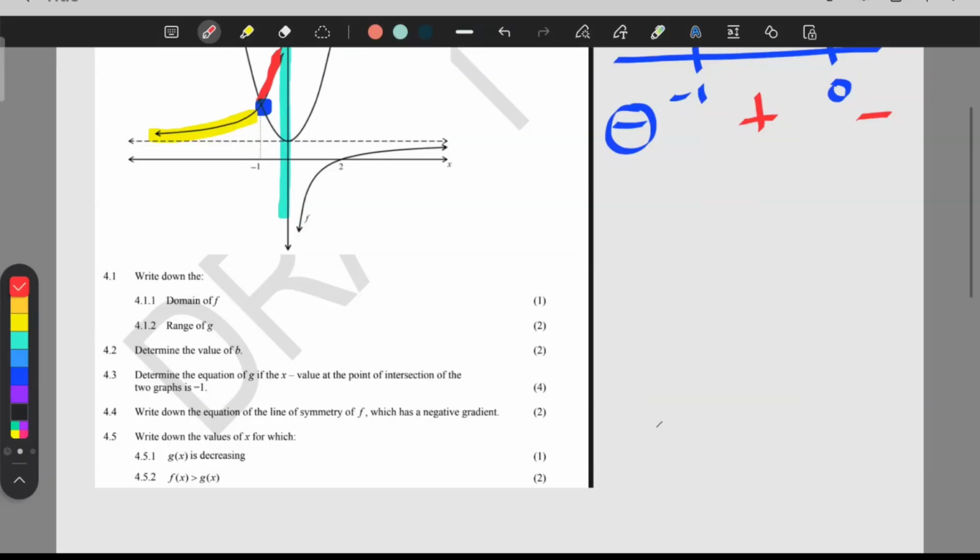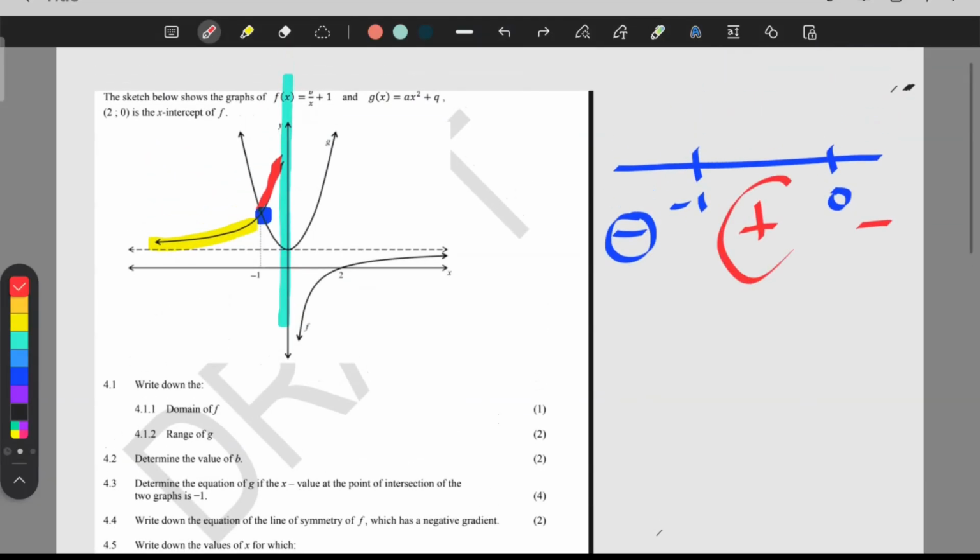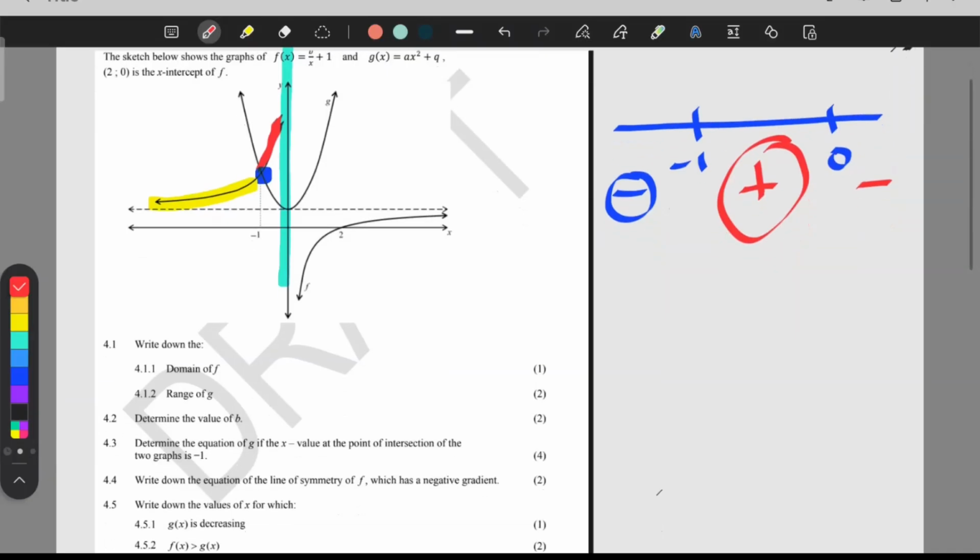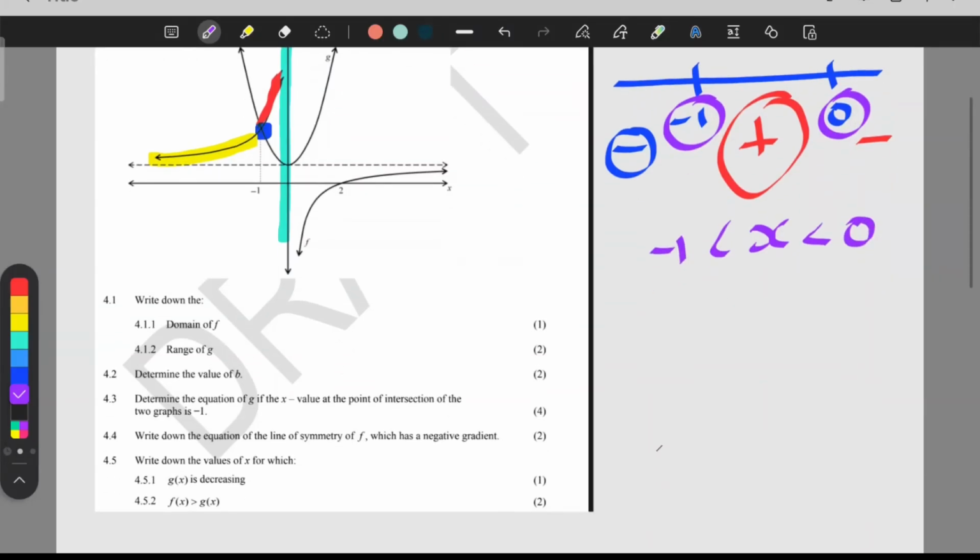So the question is, where is it greater than? Greater than means above. So it's where you have a plus. So I'm going to circle the plus. Our plus is between -1 and 0. So our final answer is, it is where x is between -1 and 0. And there's no equal sign, so we also don't have an equal sign.